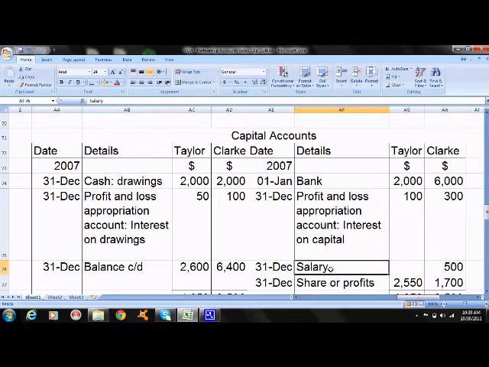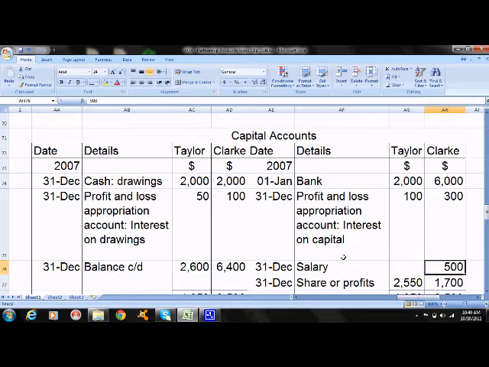We're also going to credit the capital account with the salary of $500 for Clark. Now friends, please note something about the salary now. In this case, notice that Clark's salary was not given to him as such. It is merely credited to his account.